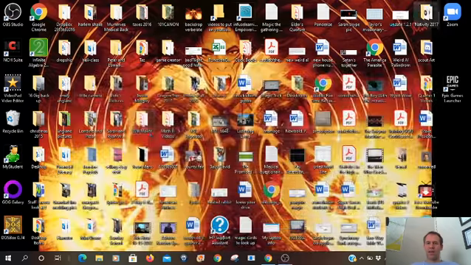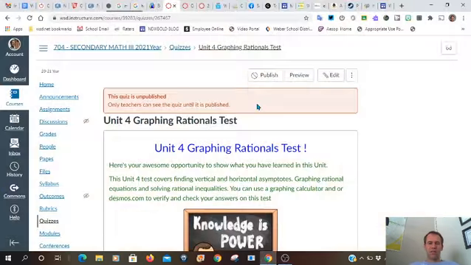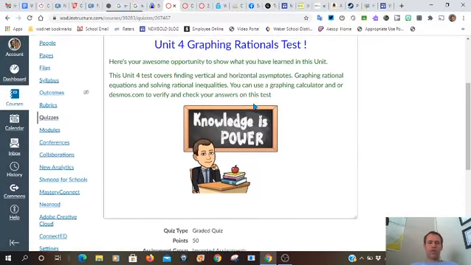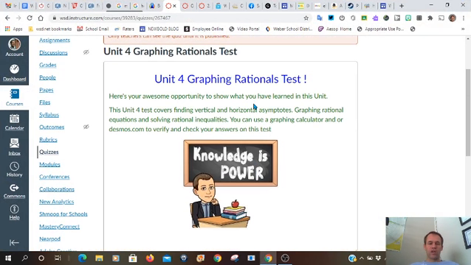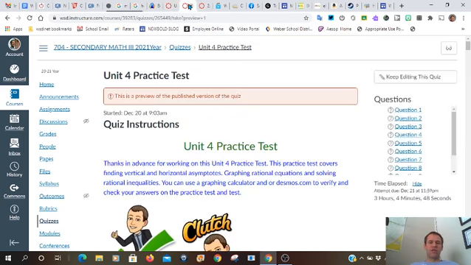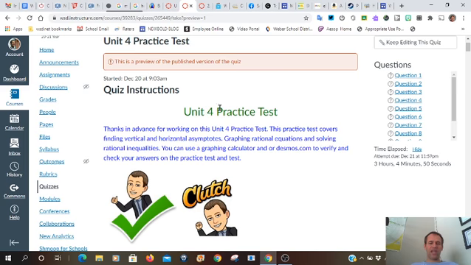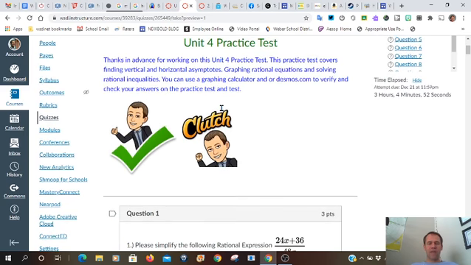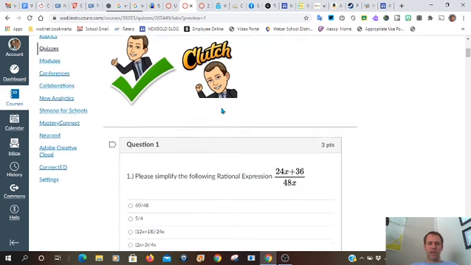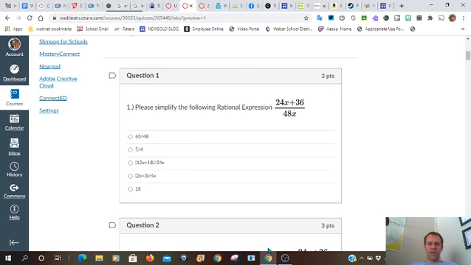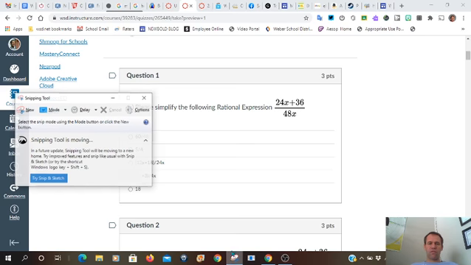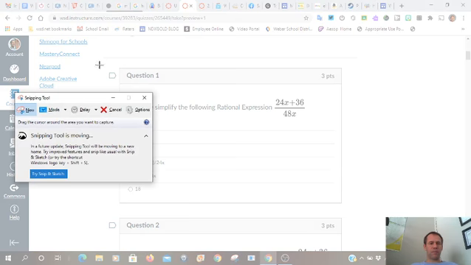There we go. Okay, so we're just gonna run through this real quick to help prepare you for the rationals test. Knowledge is power. So to prepare for that, we're doing the Unit 4 practice test. The first one is just reducing rational expressions. A lot of people missed that on the last test.